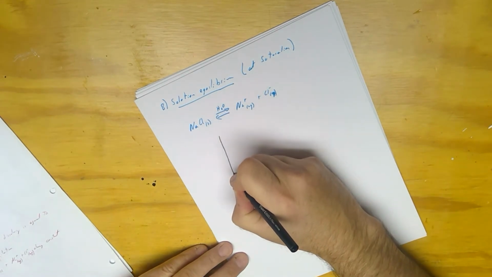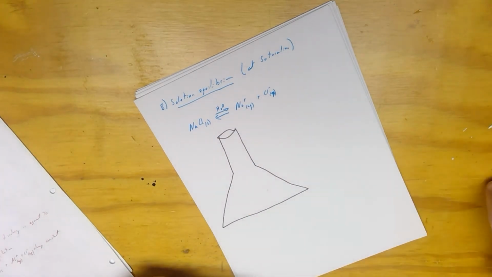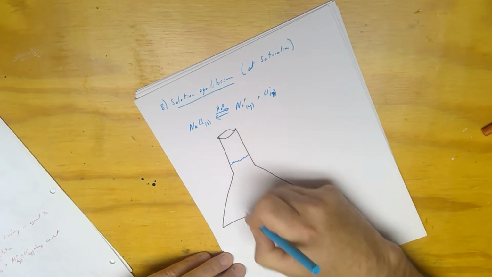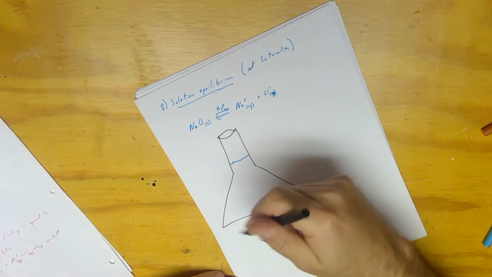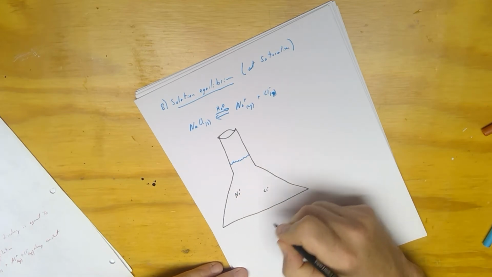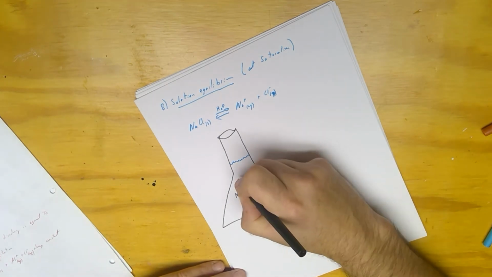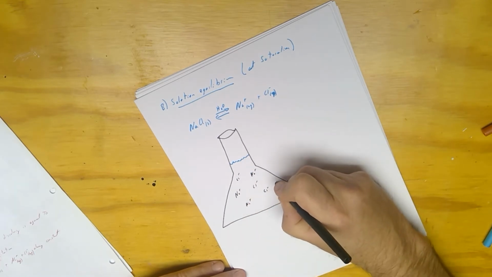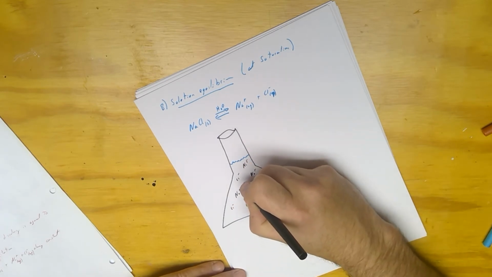So what I want to do is I want to draw, let's make an Erlenmeyer flask. And I'm going to fill it with water. Okay, so we're full of water. And then we're going to add some salt. And we add some salt, and we stir it around, and it dissolves, and we form Na+ and Cl-. And then we put some more salt in there, and we get some more Na+ and Cl-. We add more salt, and we get more Na+ and Cl-.